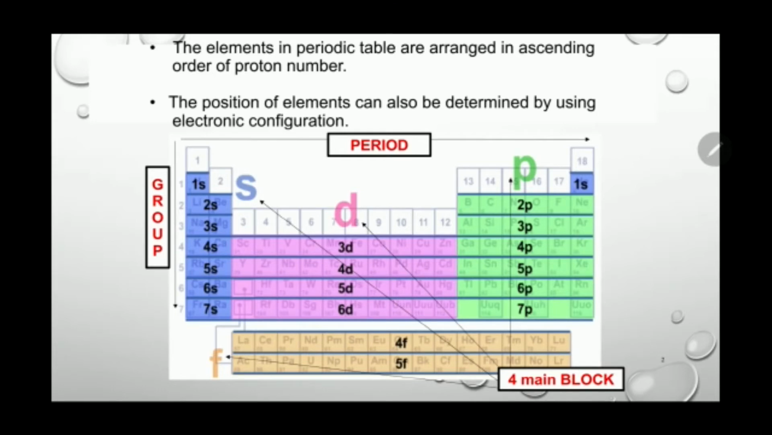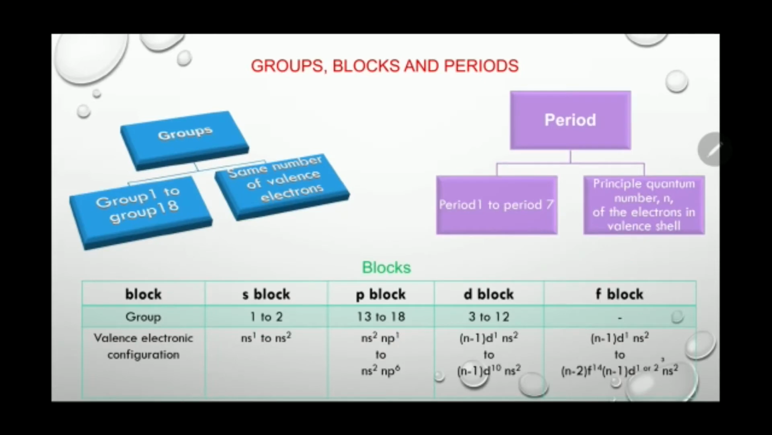As we can see from the slides now, we have groups from group 1 until group 18, periods from period 1 until period 7, and blocks S, P, D, and F. Now we discuss the criteria for the groups, blocks, and periods. Group elements must have the same number of valence electrons. Groups come from group 1 until group 18. For the period, elements must have the same principal quantum number. We have 7 different periods, from period 1 until period 7.